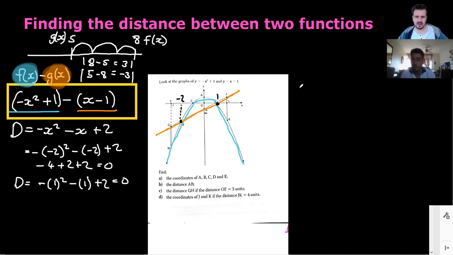Good, yes. Although we did question B before, I'm going to do B again using this new method. So they want the distance of AB. Now, we were able to get that quite easily by just going, well, that's 1 and that's -1, so it's 2. But let's say that I didn't know that and I wanted to just use this equation, which I've now got for the distance. So the graphs minus each other. So the equation was -x² minus x plus 2. Now what I do is at A, what's the x value at A and B?